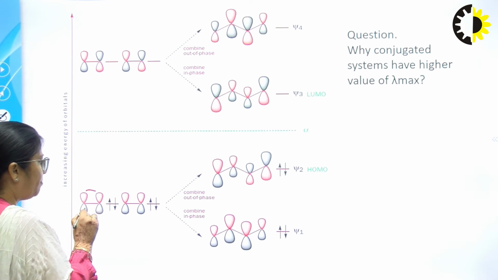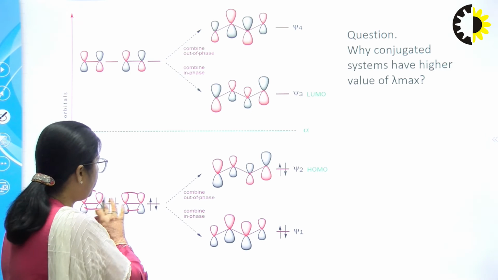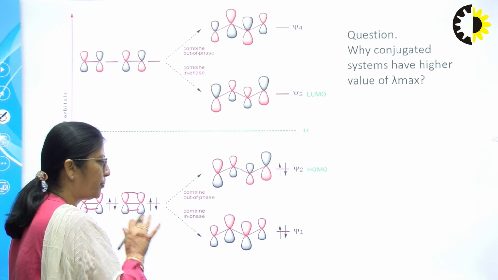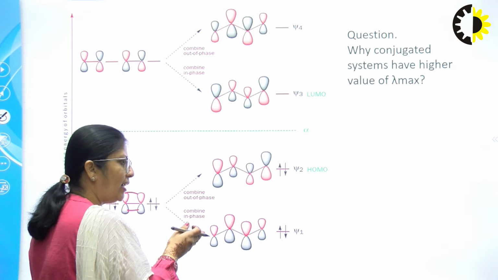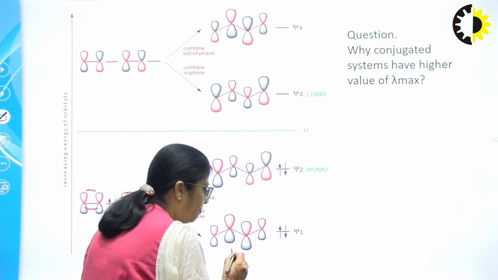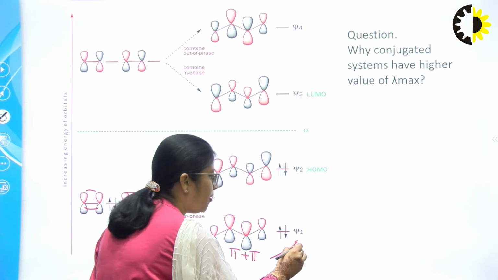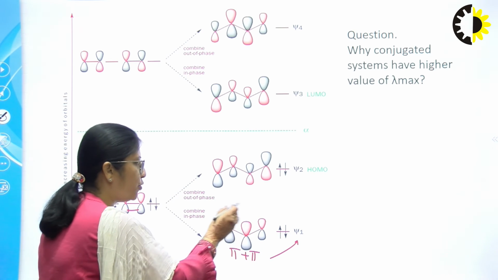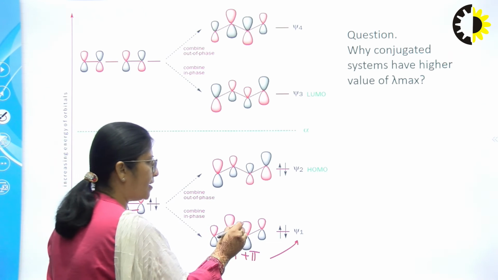These are one pi bond, another pi bond. When two pi bonds are in conjugation, they combine in two ways: either in phase or out of phase. When pi combines with pi, it forms psi 1, and you can see no node is present here. They are all in phase.